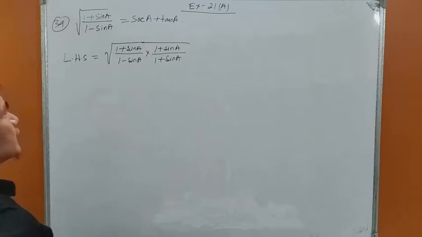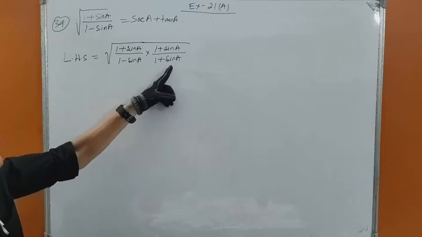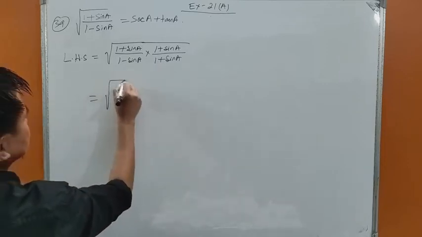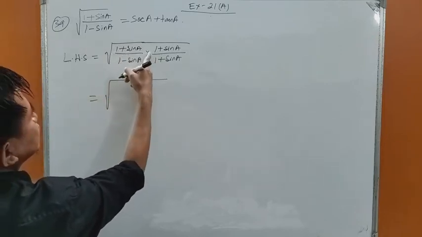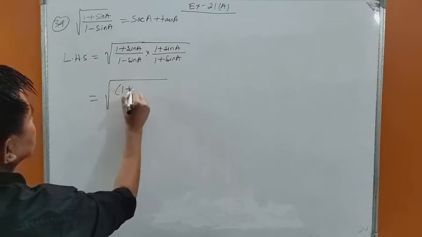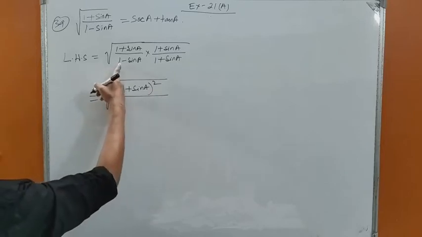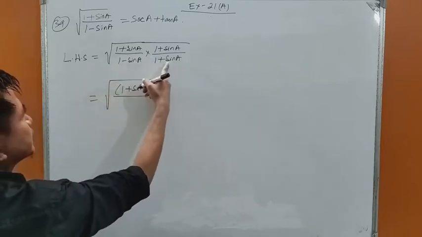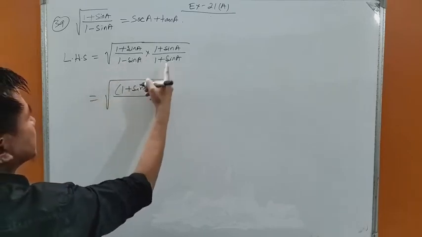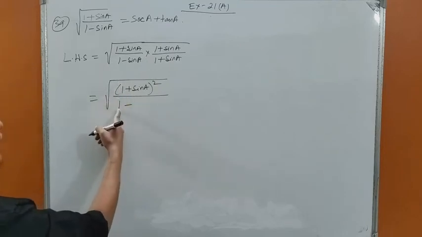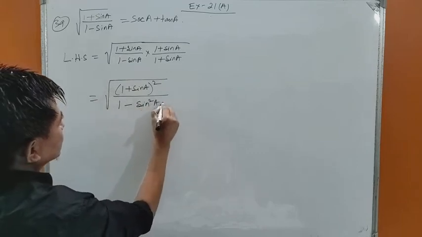This and this can be cancelled. So I am multiplying both the numerator and denominator by 1 plus sin A. So this gives us 1 plus sin A into 1 plus sin A. 1 plus sin A into 1 plus sin A means 1 plus sin A whole square, and in the denominator we have A minus B into A plus B. 1 is A and sin A is B. A minus B into A plus B means A square minus B square. A square is 1 square, 1 square means 1. So B square is sin square A.